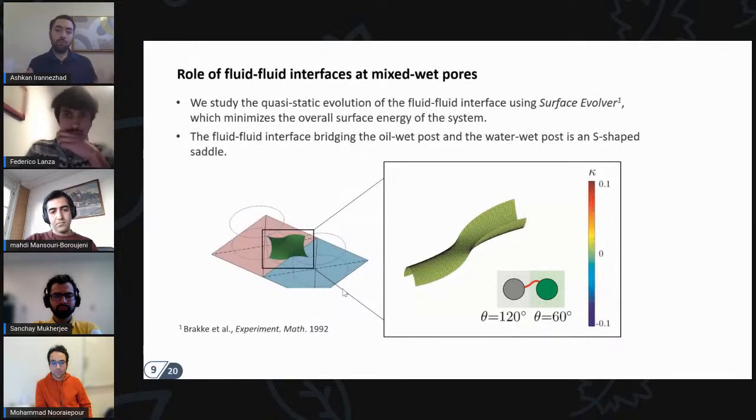To understand the role of these fluid-fluid interfaces at mixed wet pores, we quasi-statically study the evolution of the fluid-fluid interface in mixed wet porous media using Surface Evolver, which works by minimizing the overall surface energy of the system. And we found that the fluid-fluid interface that is bridging an oil wet post and a water wet post resembles an S-shaped saddle on which the total curvature is very close to 0.